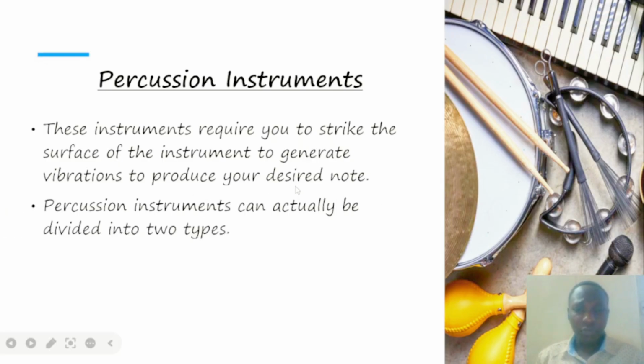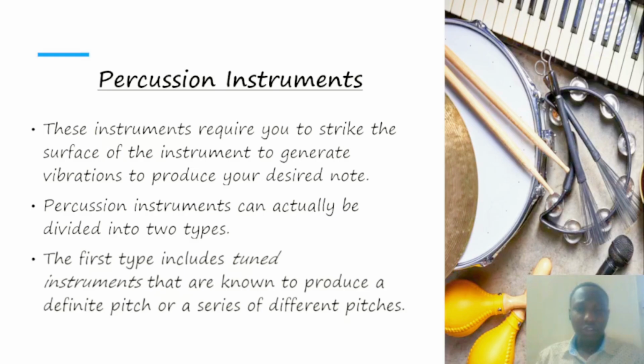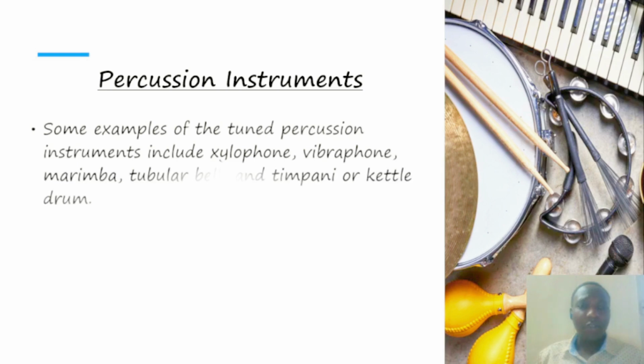Now, the percussion instruments can actually be divided into mainly two types. The first type includes the tuned instruments that are known to produce a definite pitch or a series of different pitches. Some examples of these tuned percussion instruments include the xylophone, vibraphone, marimba, tubular bells, timpani, or kettle drum. So all these are examples of the tuned percussion instruments.